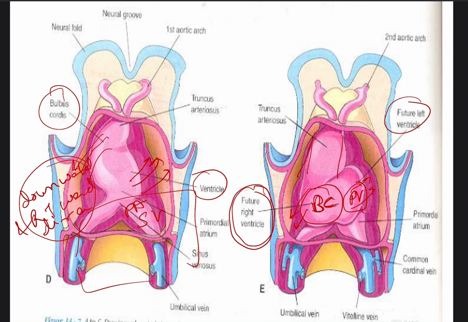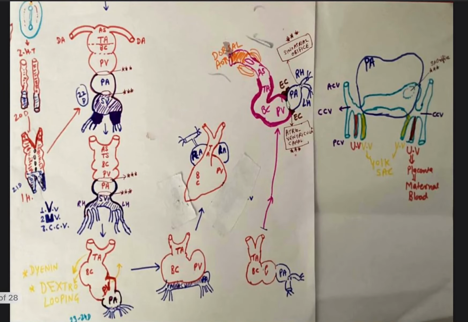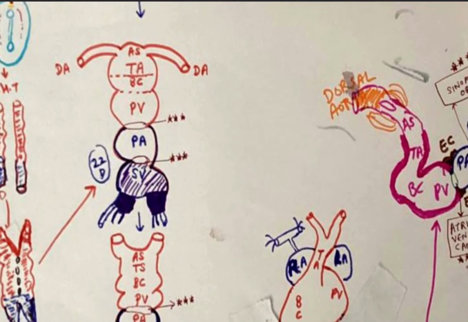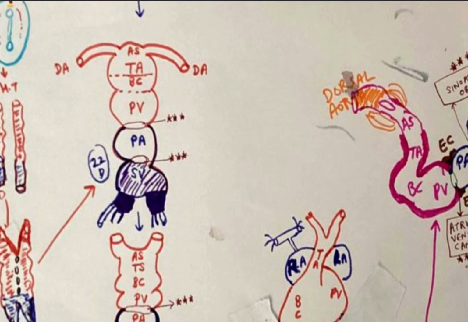And above is the truncus arteriosus, which is actually opening into both these cavities. Now, the bulbus cordis and ventricular cavity are combinedly known as the bulboventricular cavity, in which the truncus arteriosus is opening at the center. I am going to repeat again because this is a very important concept. Without this concept, heart formation is incomplete. So I will repeat the whole thing again, don't worry.